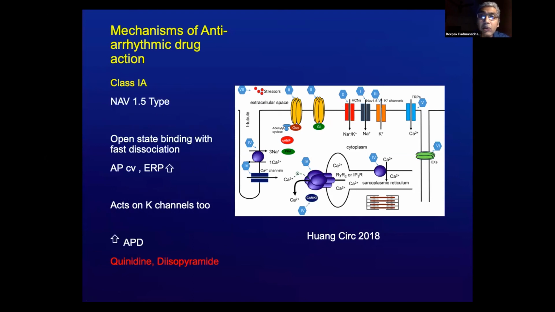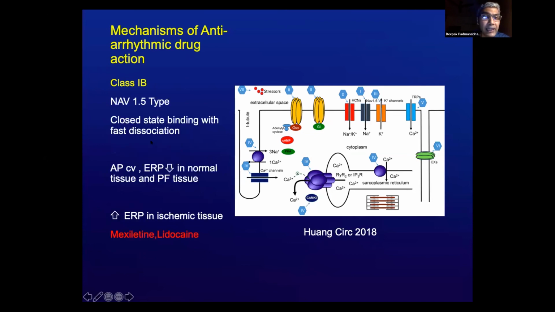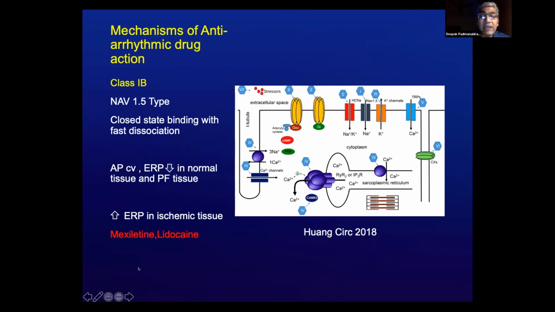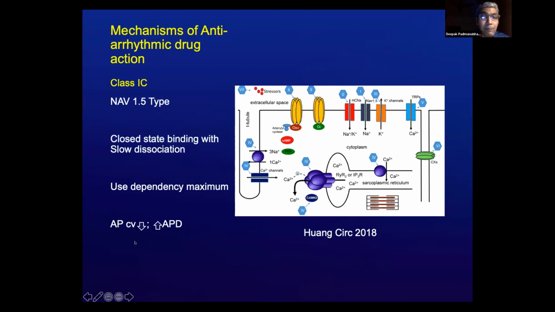However, the typical routine channels that are blocked by our sodium channel blockers include NaV type 1.5, where either binding in the open state of this particular channel or binding in the closed state of this channel actually determine which category of drugs we are using. If you bind in the open channel, it's your typical quinidine. When it binds in the closed state, it is mexiletine and lidocaine. And when it binds in the closed state with a slow dissociation, these are drugs like flecainide.